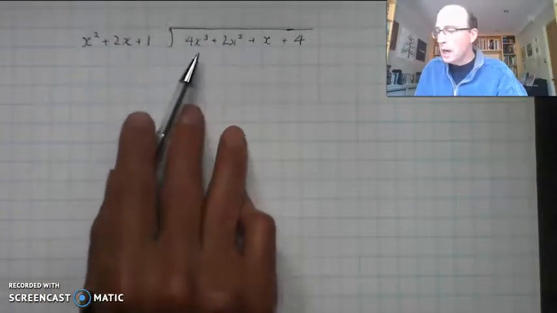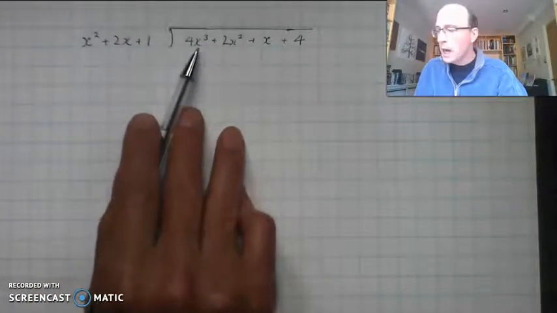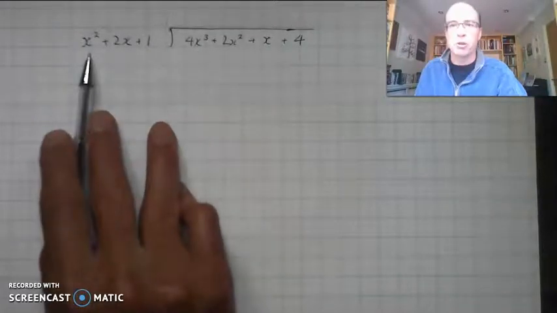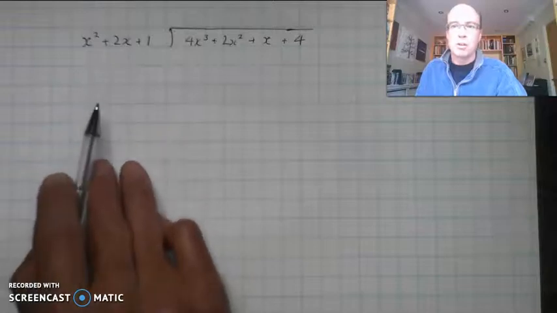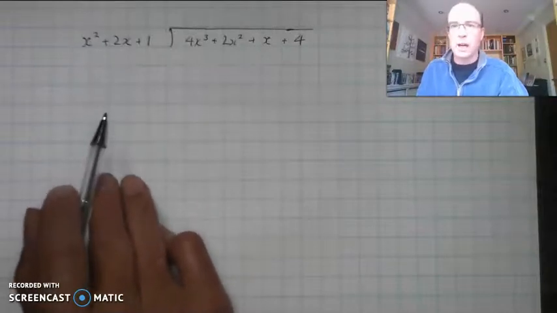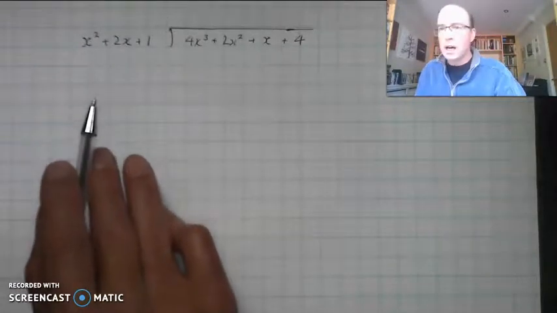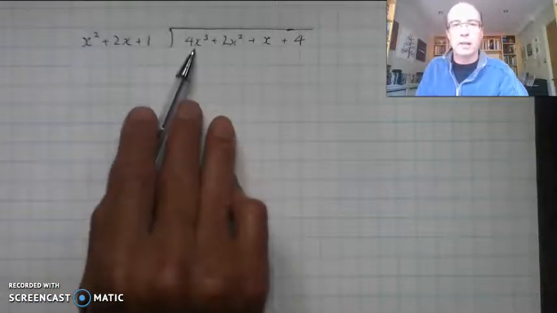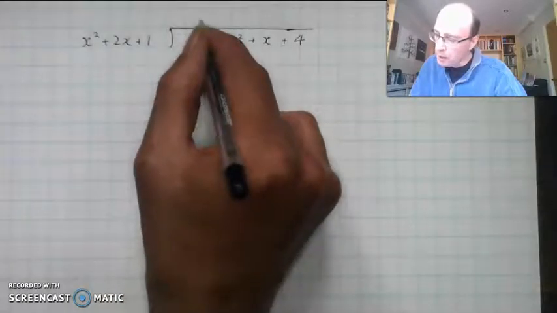So the degree of my numerator is going to be order 3. I'm dividing it by degree 2. Now I need to do some algebraic division. I'm going to look at using my algebraic long division. So first of all, how many x squareds go into 4x cubed? Well, that's going to be 4x.